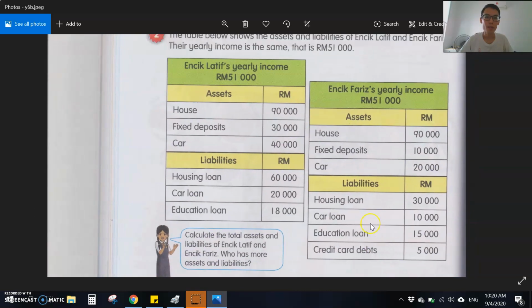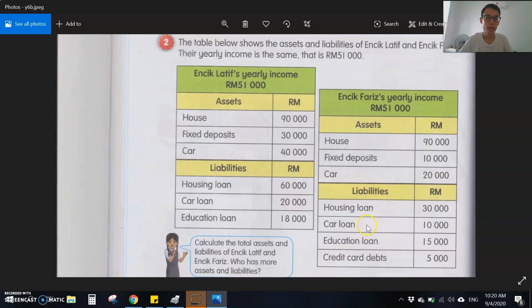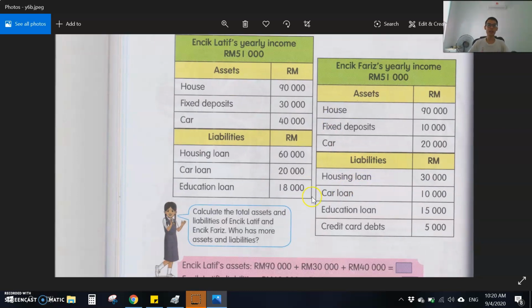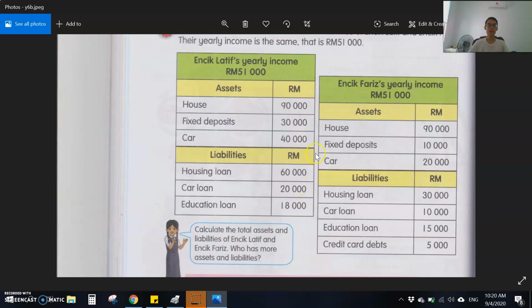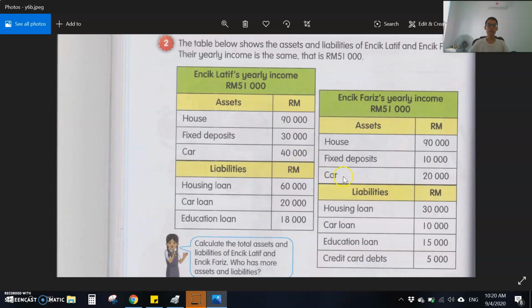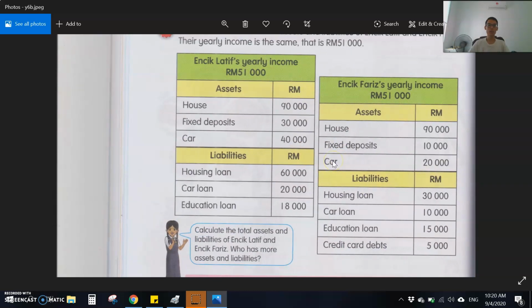Okay, cikgu bagi soalan ini sebagai kerja rumah. Okay, this will be your homework for today. Okay, only one question here. You need to find out who is better at managing their finances. Siapa lebih arif, siapa lebih bagus dalam menguruskan kewangan.